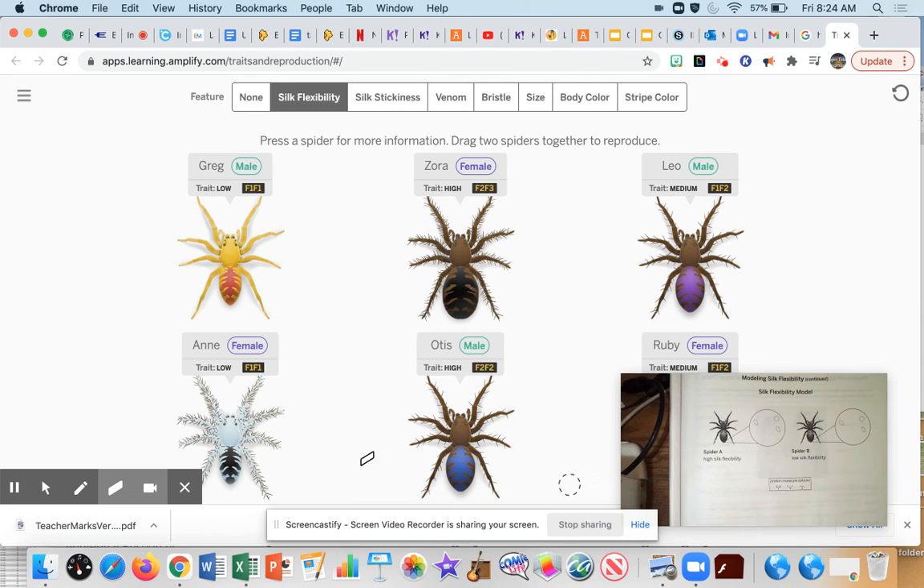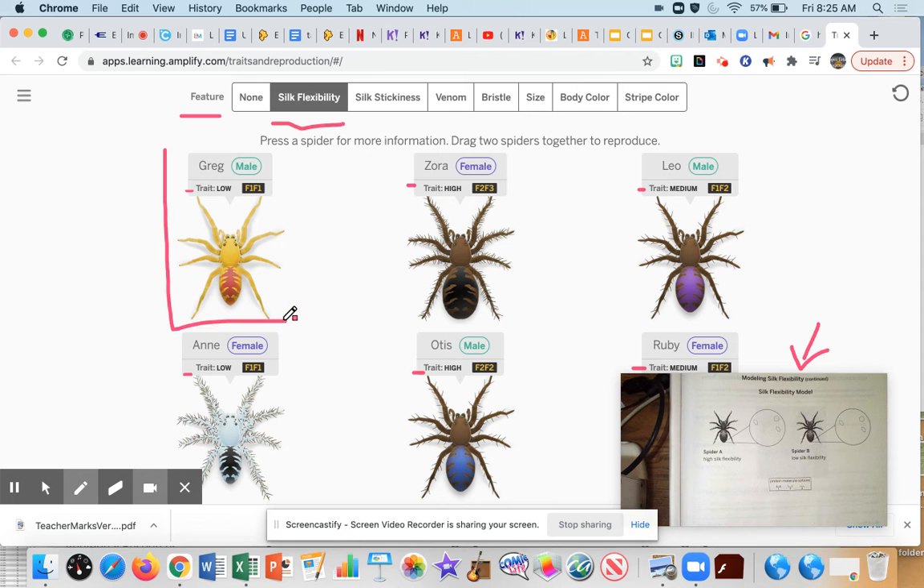Or we can call them Greg and Zora, and I'm going to explain why. So we're looking for a spider that has high silk flexibility. So if you look here, we have features of a spider, right? And the one that we're focusing on, if you look at the top of your page, it says silk flexibility model. So we're looking at the silk flexibility feature, and we need to locate a high silk flexibility and a low silk flexibility trait. The traits are here, right? They're located right under the names, and we're looking for a high and a low.